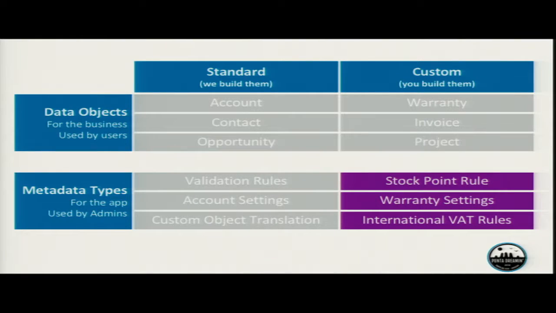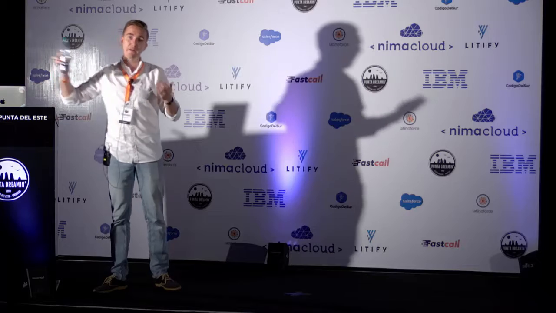And if we look even deeper, we have standard data objects, accounts, opportunities, and so on. And we have custom data objects, the ones you create using a custom object, for instance, to store invoices, warranties, all kinds of things. And we have metadata types. We don't call them that way, but we have standard metadata types, like validation rules. If you think about validation rules, they have nothing to do with your business. They are defining the logic behind your app. And now we have custom metadata types, so they allow you to create those rules. Things like stock point rules, warranty settings, all kinds of switches, mappings, and so on.